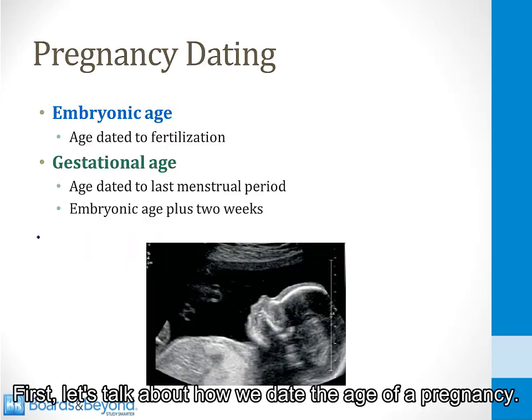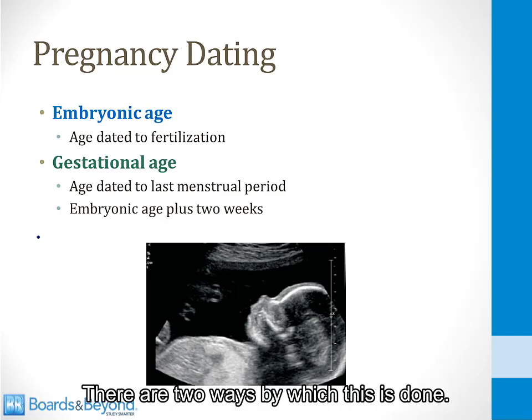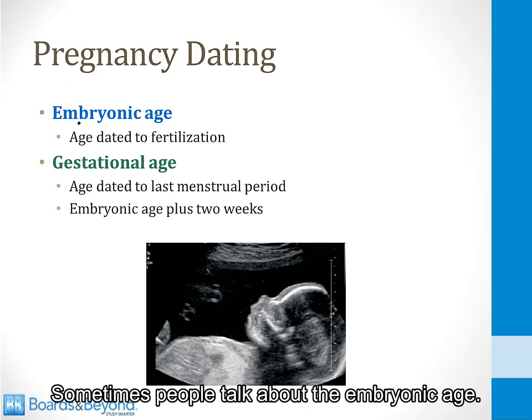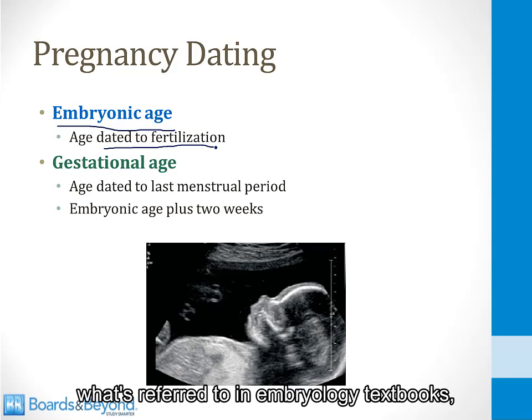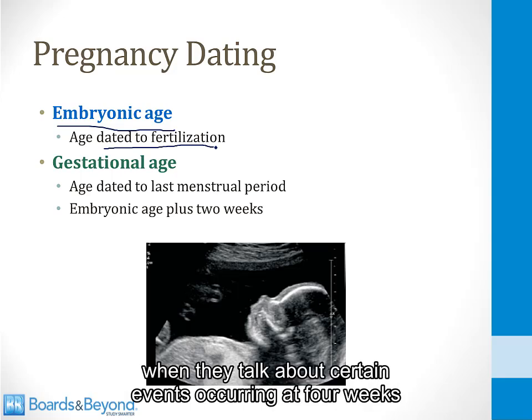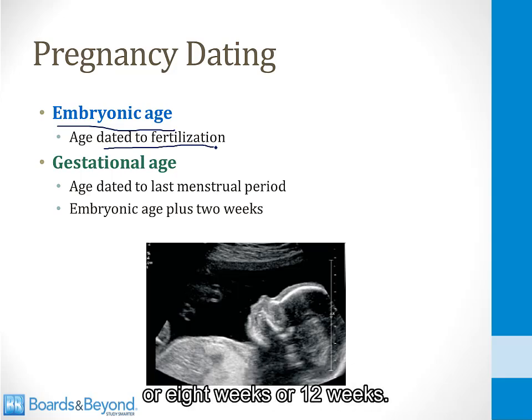First, let's talk about how we date the age of a pregnancy. There are two ways by which this is done. Sometimes people talk about the embryonic age. This is the age of the fetus dated to the time of fertilization, and this is often what's referred to in embryology textbooks when they talk about certain events occurring at 4 weeks or 8 weeks or 12 weeks.